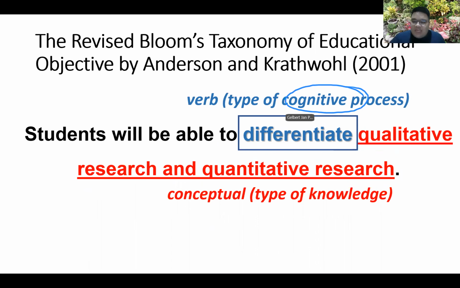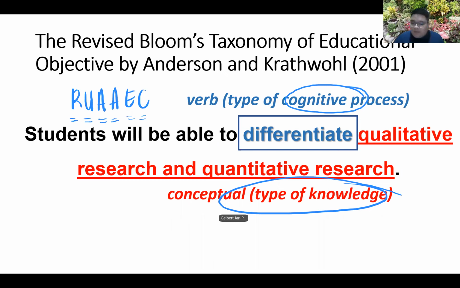Now, doon sa two-dimensional approach natin, students, dapat nating alamin na dito class sa cognitive process, may 6 po tayo dyan. Okay? That goes back to your RUAAEC. You're remembering, you're understanding, applying, analyzing, evaluating, pagkatapos creating. Dito naman class sa type of knowledge, may 4 din tayong type ng knowledge. The 4 types of knowledge is your factual, conceptual, procedural, and your metacognitive. So try to memorize FCPM.